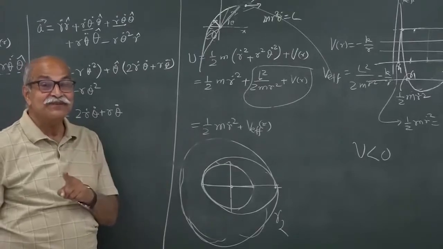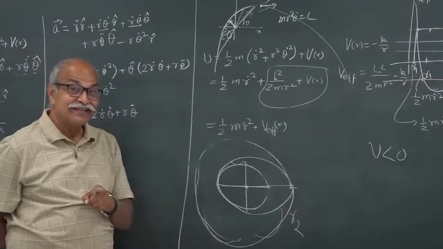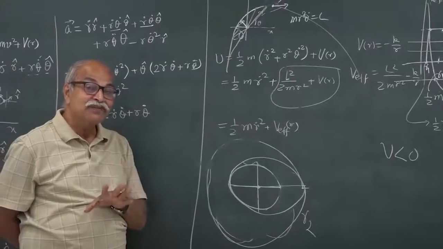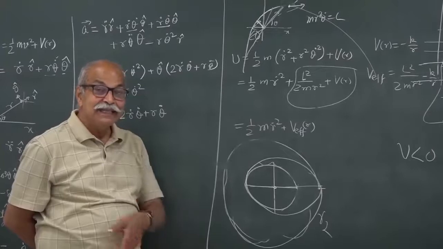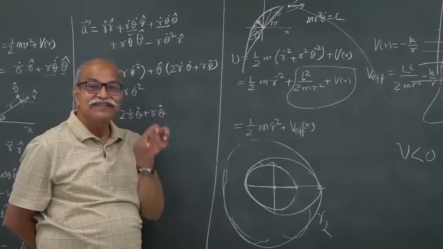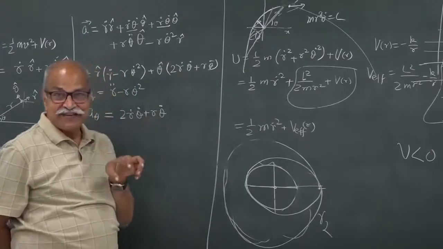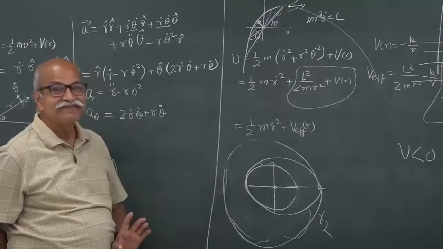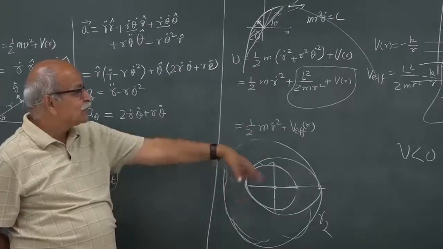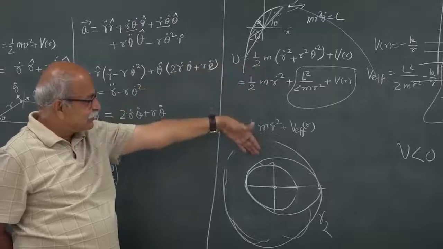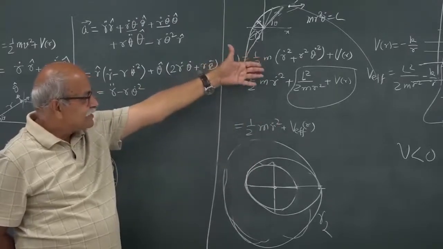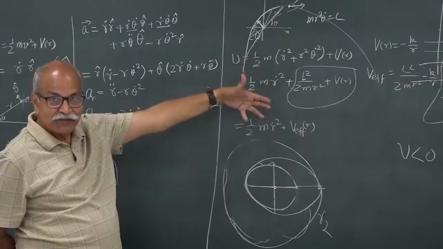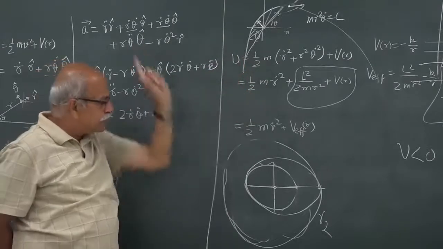Kepler's first law states that all planets move around the sun in elliptical paths with the sun at one of the foci. So, it is here. Of course, the second law we have already discussed, and the third law will also come if you consider this attractive inverse square law.